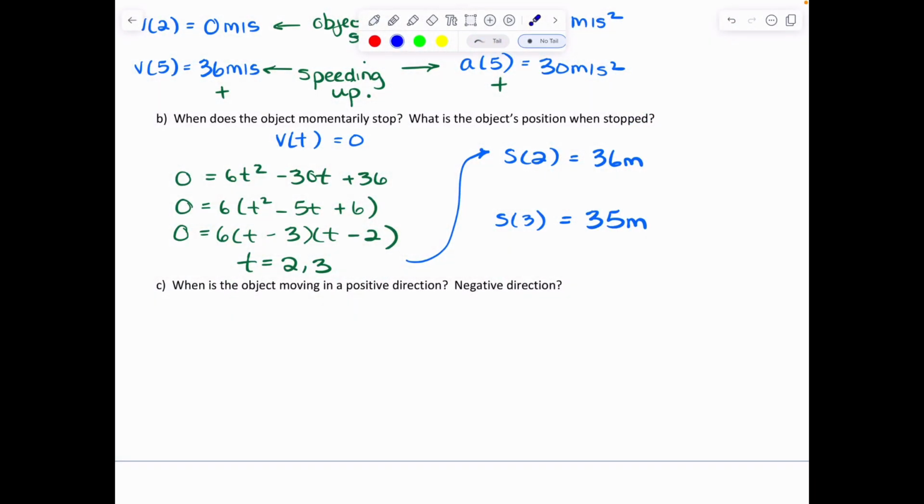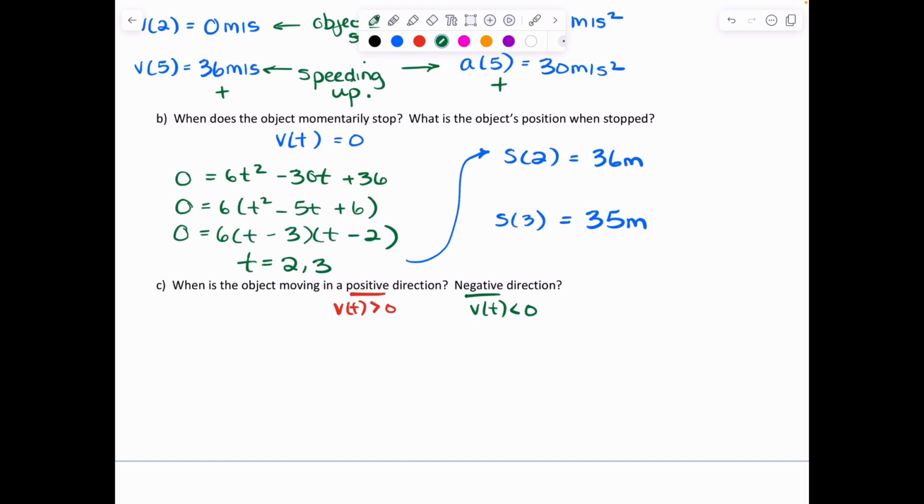Okay, and the last question, something that I just want to clarify, is this question is asking when the object is moving in a positive direction and a negative direction. So hopefully it makes sense to you that a positive direction would be when v at t is greater than 0, and a negative direction would be when v at t is less than 0. I hope this reminds you of when you were doing polynomial inequalities back in advanced functions.